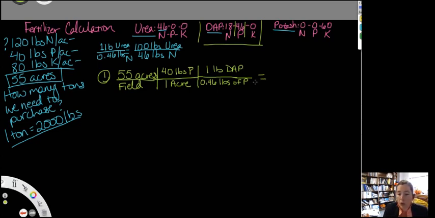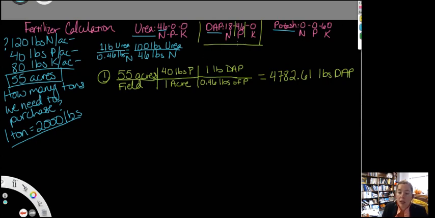So we're going to multiply everything at the top and then divide that value by all of the numbers on the bottom. So it'd be 55 times 40 and then divide by 0.46. So we would need to purchase 4,782.61 pounds of DAP. Remember, we're rounding to 2 decimal places.